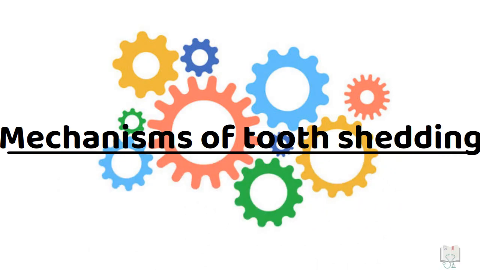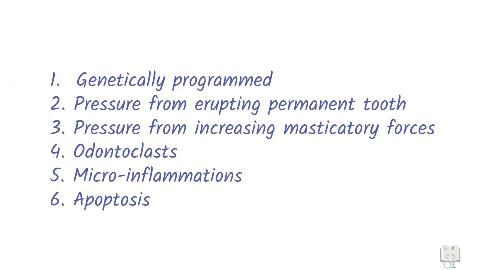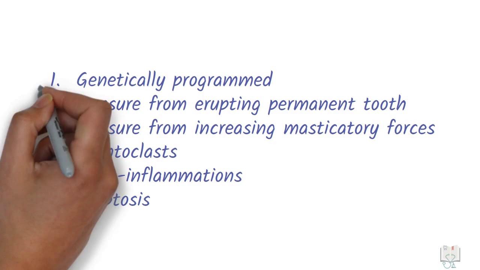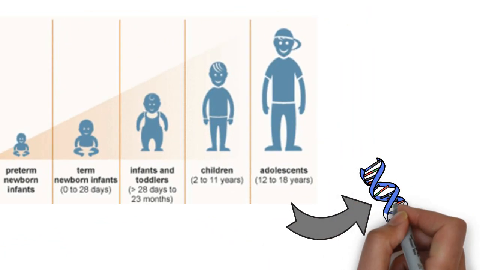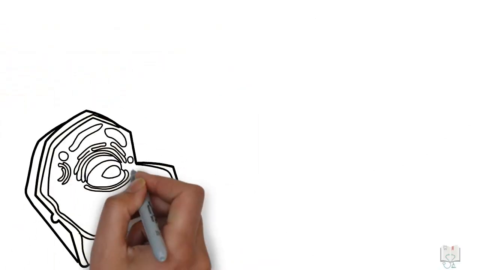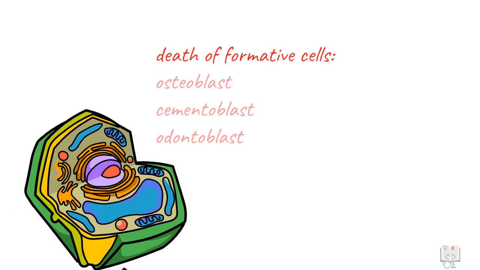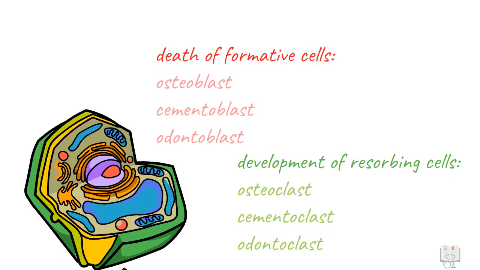Shedding is a complex process and is controlled by various mechanisms working together. Genetically programmed. As a person reaches a certain age, various mechanisms get activated, which gradually leads to the death of the formative cells and development of resorbing cells.